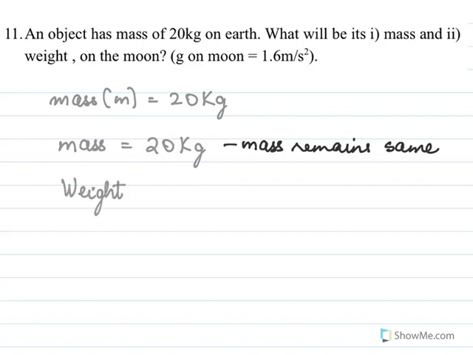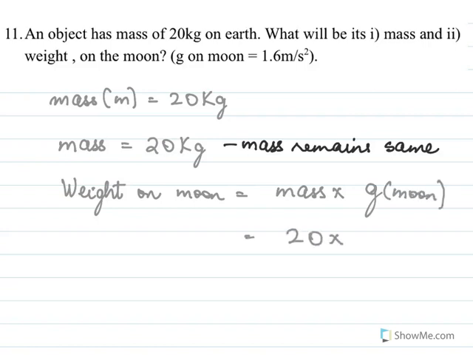Now weight on moon will be mass into acceleration due to gravity of the moon. So mass we know is 20 and acceleration due to gravity is given 1.6. So into 1.6, and the answer is 32 newtons.